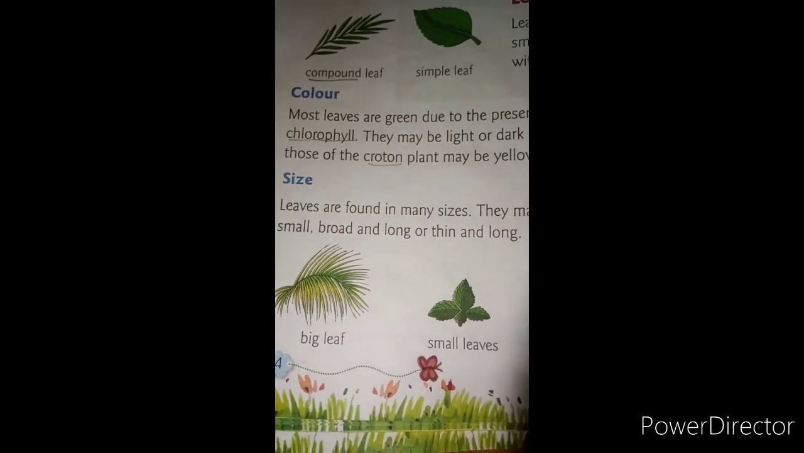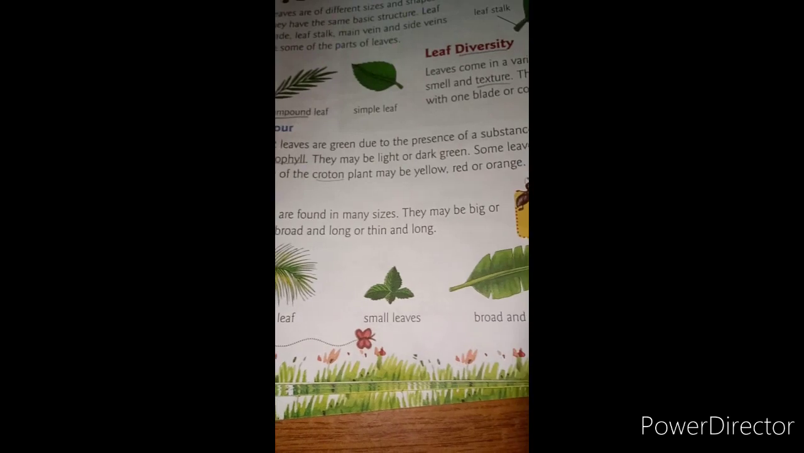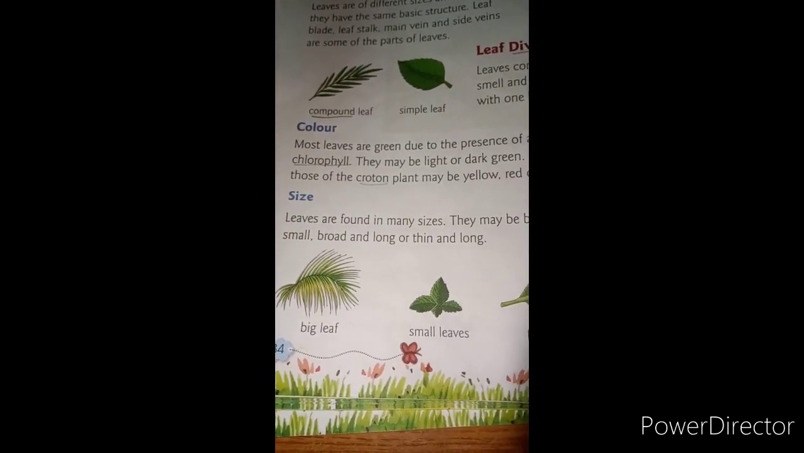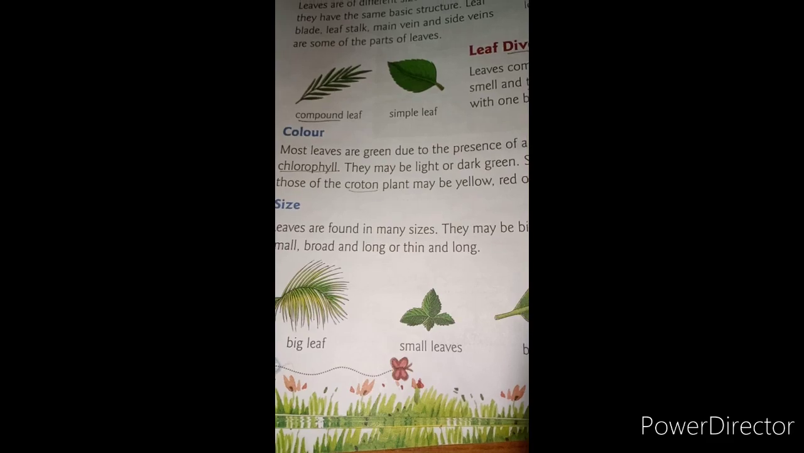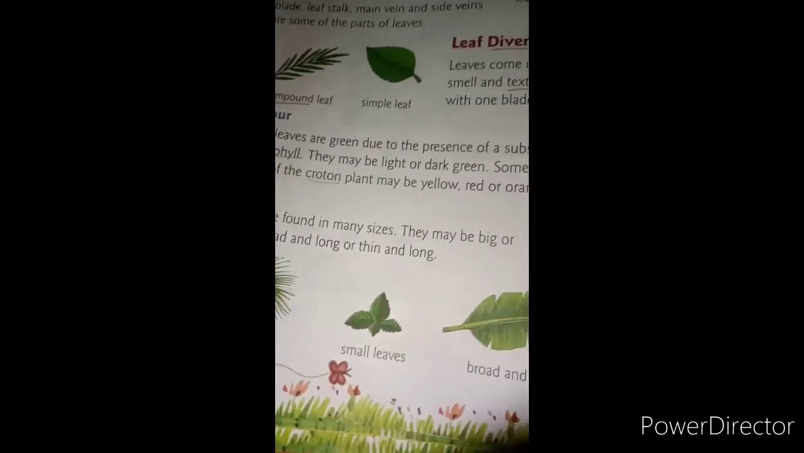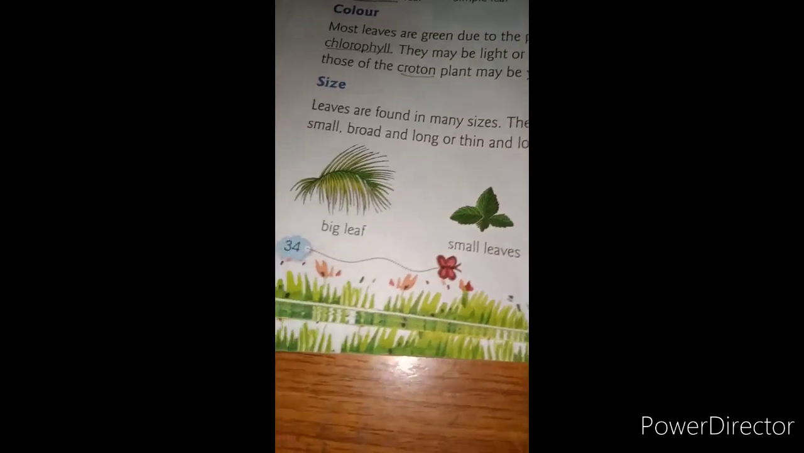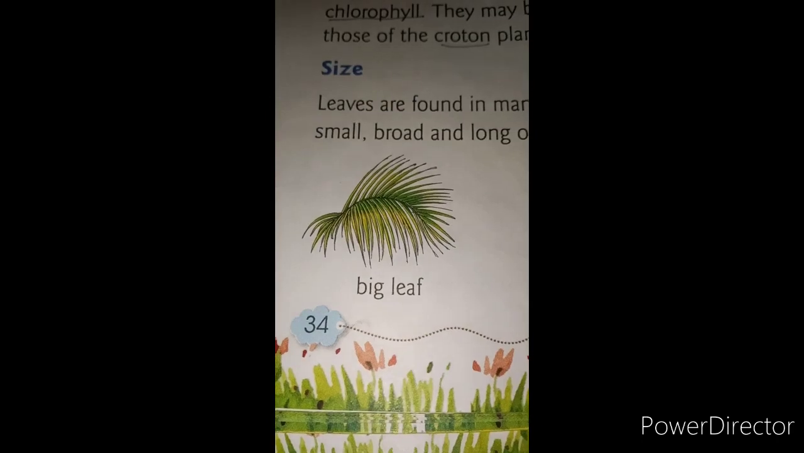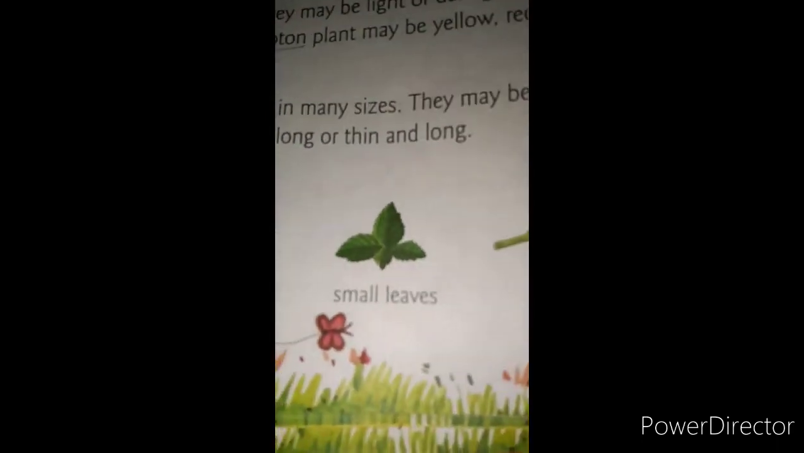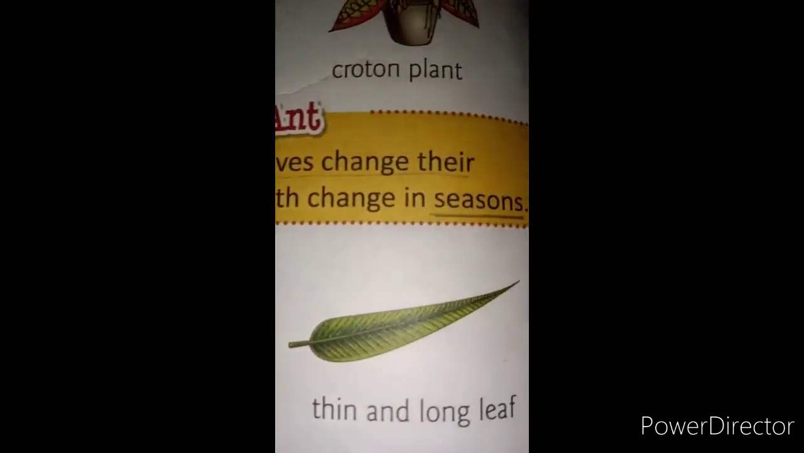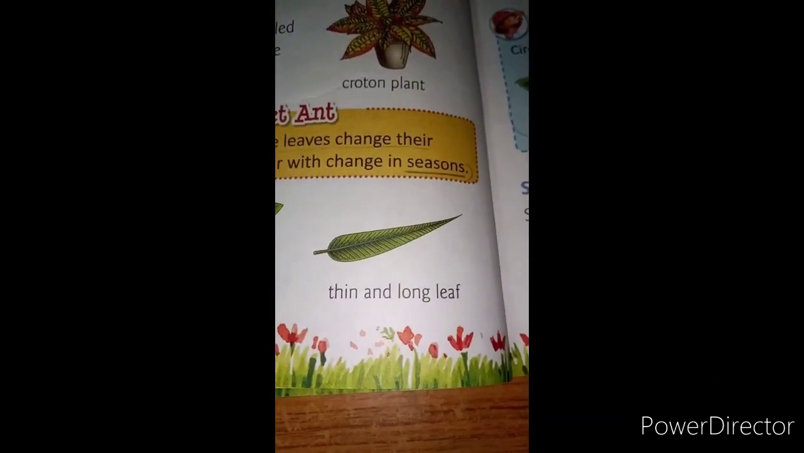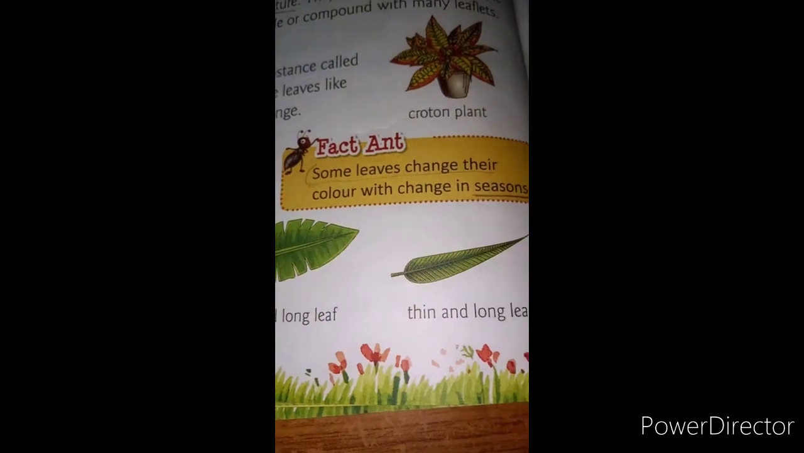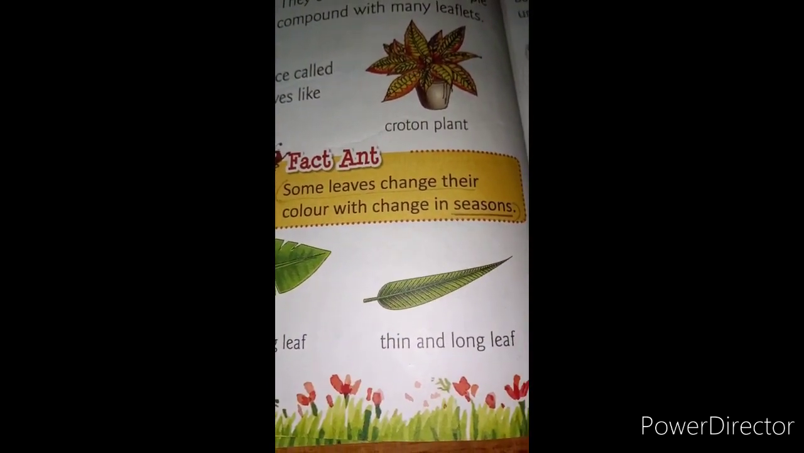Size. Leaves are found in many sizes. They may be big or small, broad and long, or thin and long. See this? Big leaf, small leaf, broad and long leaf, thin and long leaf. Some leaves change their color with change in seasons.